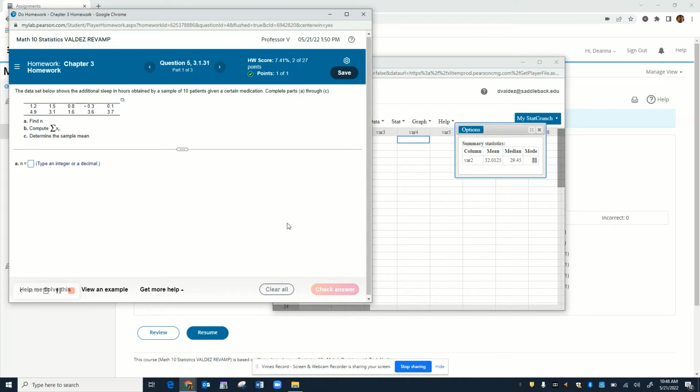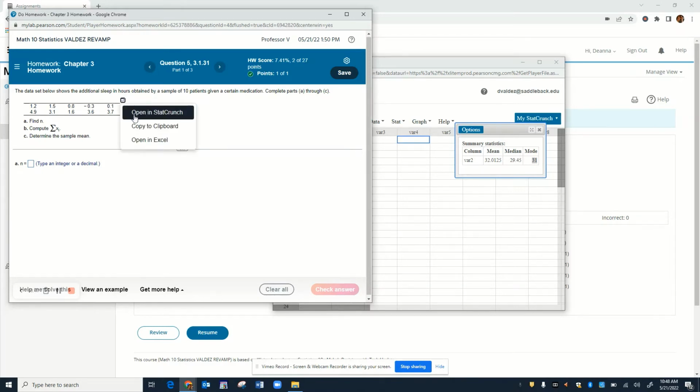So the data set below shows the additional sleep in hours obtained by a sample of 10 patients given a certain medication. Complete parts A through C. So I'm noticing here it wants me to find N, the size of the sample. B is compute the sum of all of the data values, sum up each of these X sub i's, and then determine the sample mean. You could just easily do all this with StatCrunch again.